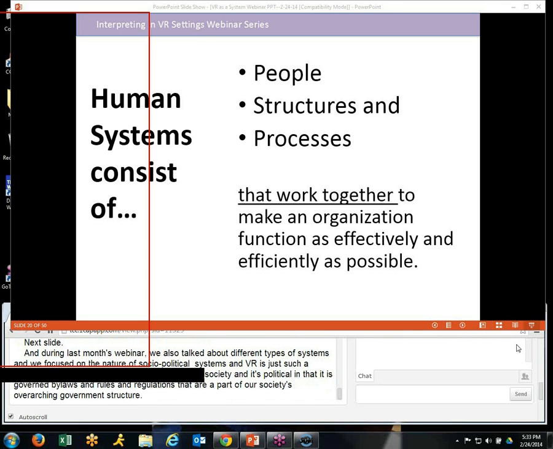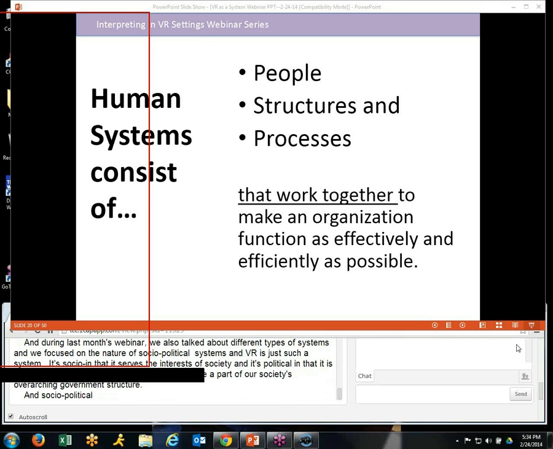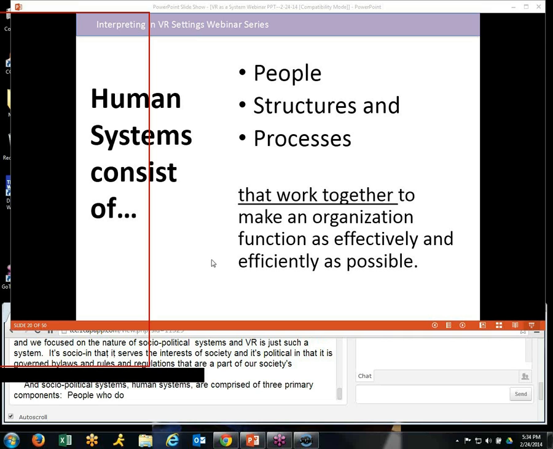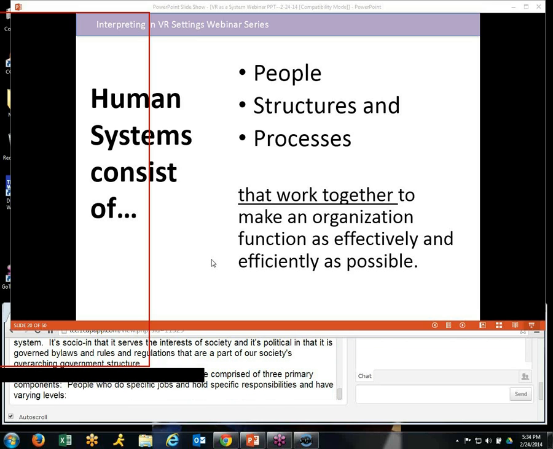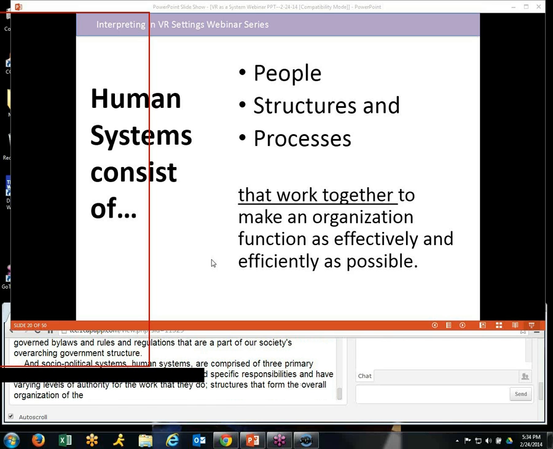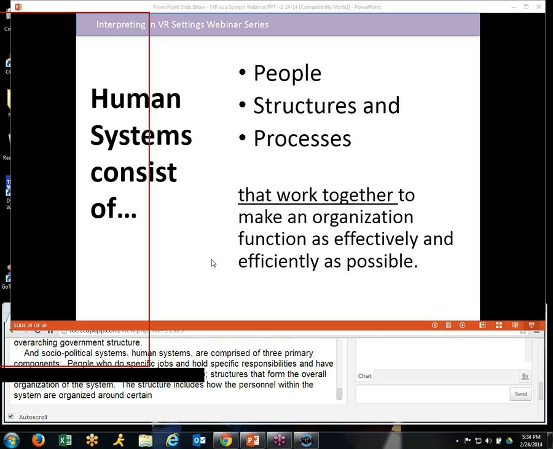And sociopolitical systems, human systems, are comprised of three primary components. People who do specific jobs and hold specific responsibilities and have varying levels of authority for the work that they do. Structures that form the overall organization of the system. This structure includes how the personnel within the system are organized around certain tasks, job titles, functions, around certain lines of authority.